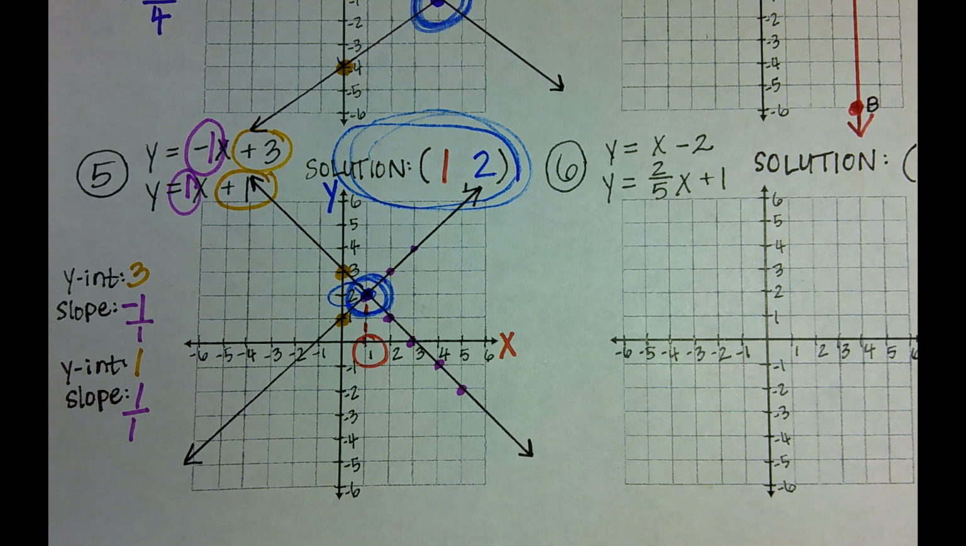Not so bad. It's not so bad whenever they're in slope-intercept form. The other ones are a little tricky, I will give you guys that. They are tricky. Okay, can we look at number 6 now?